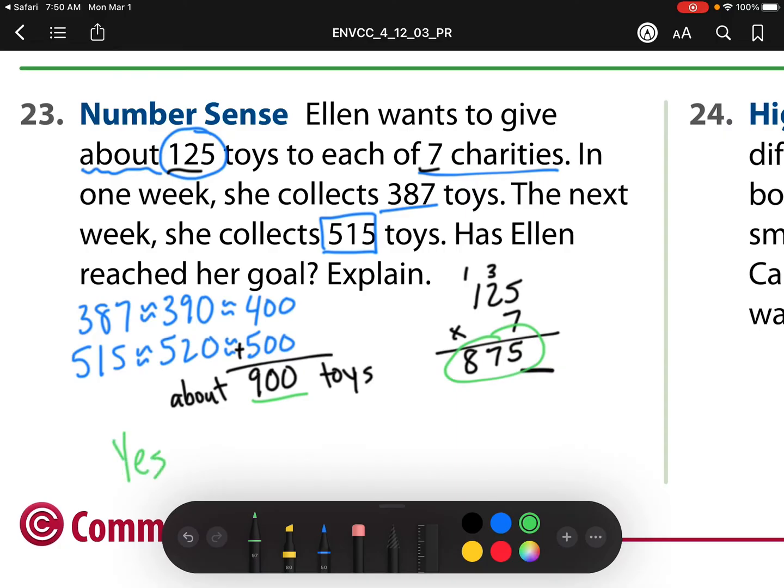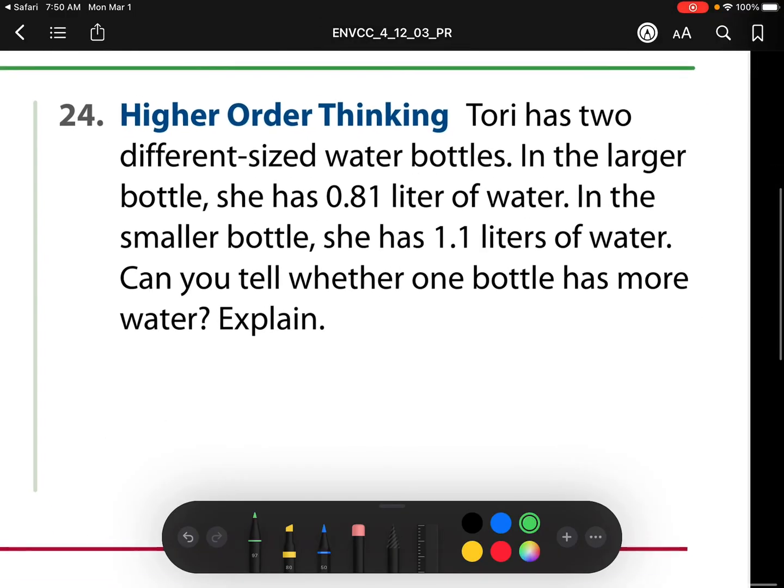Now, here's the tricky part. Since it said about, it's good. But remember, since we're using about, we're picking those friendly numbers, it may not be exact. So she may be a little above it, she may be a little short, but because it says about, it didn't have to be the exact answer.